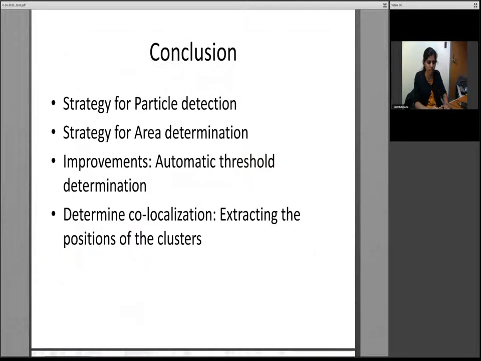Okay. So, in conclusion, till now we have a strategy for particle detection and a strategy for area determination of these particles, and then we need to make improvements in terms of automatic threshold determination. And finally, we would also like to apply this to determine co-localization between two proteins within the same cell.